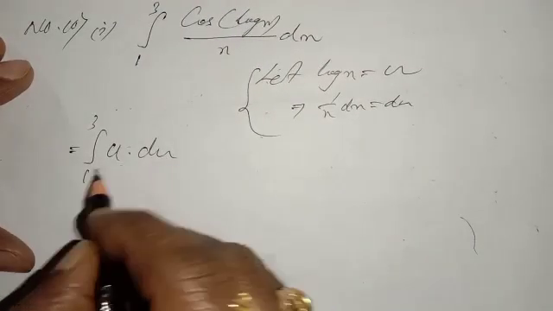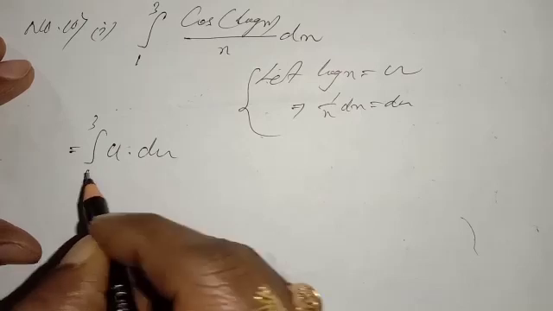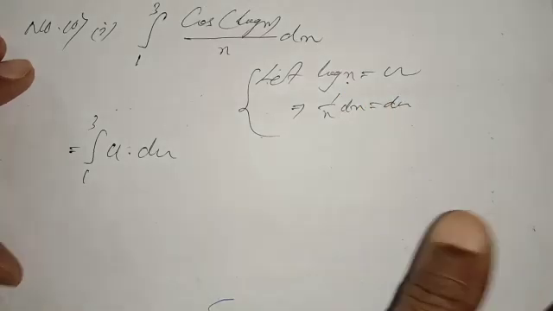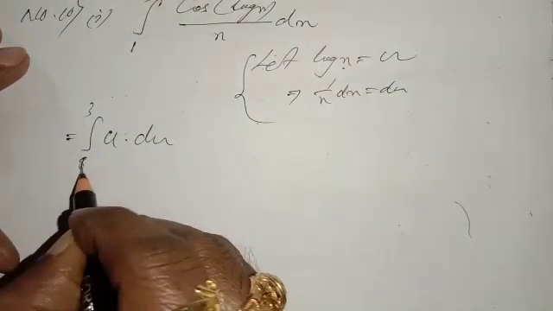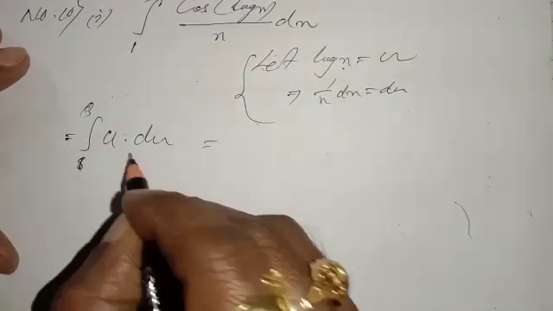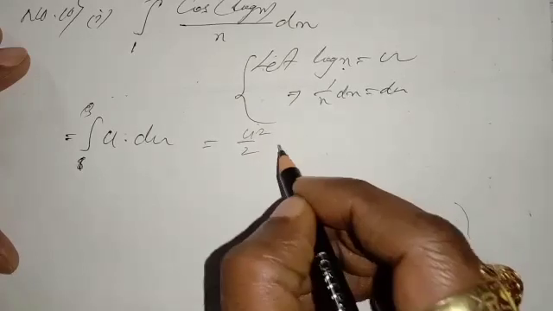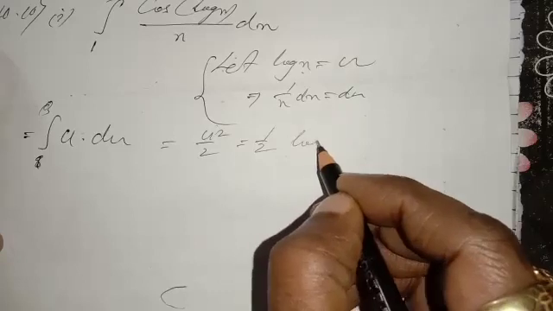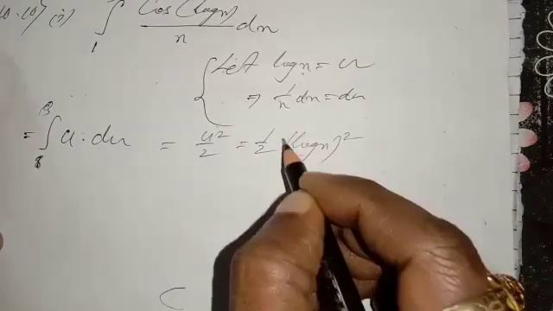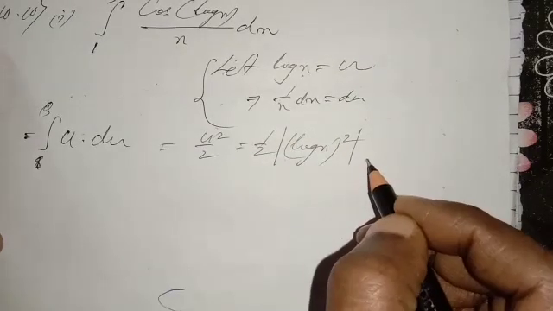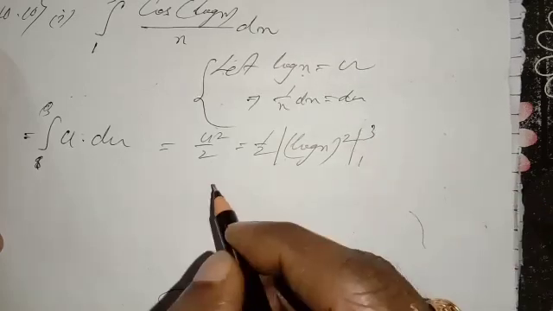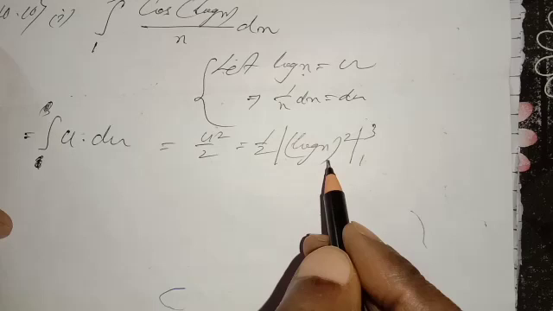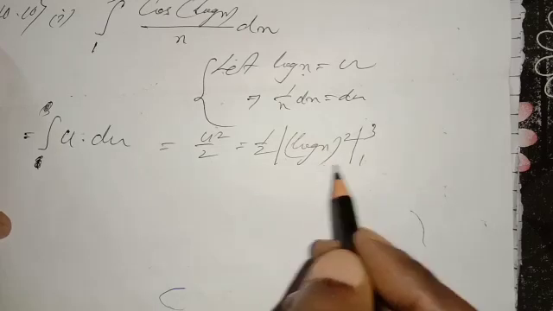Limit also you have to change, but don't write the limit now. If x is equal to 1, okay, limit value I will put after that, don't write the limit now. First to complete the integration, this will be u square by 2. Now 1 by 2, u square means that is log x whole square. Now write the limit 1 to 3. After completing the integration and converting the original function in terms of x, then find the limit.